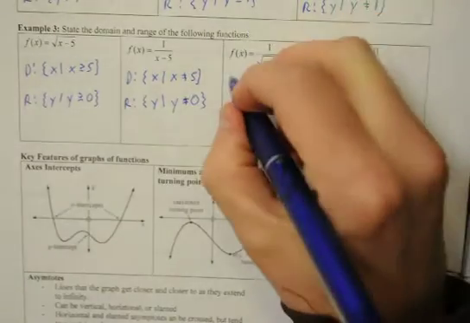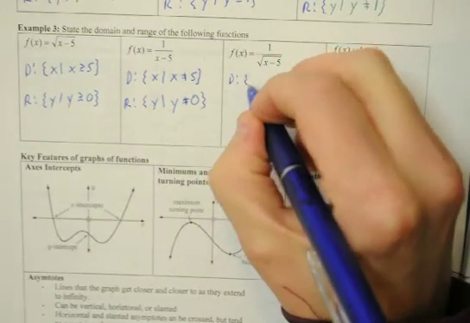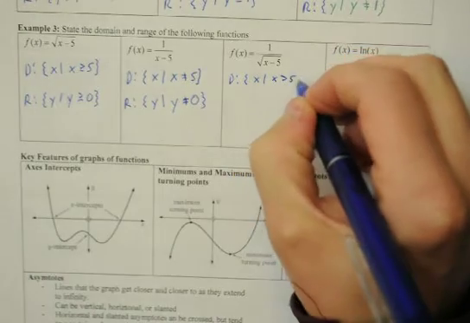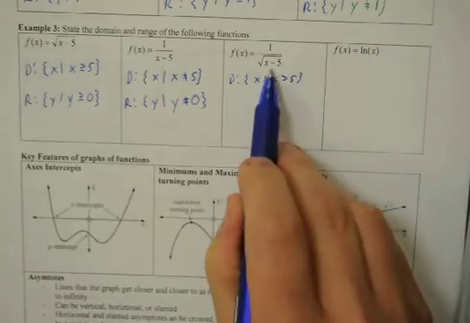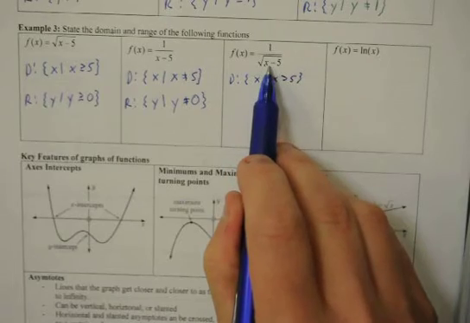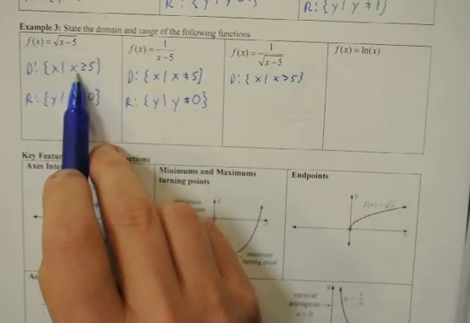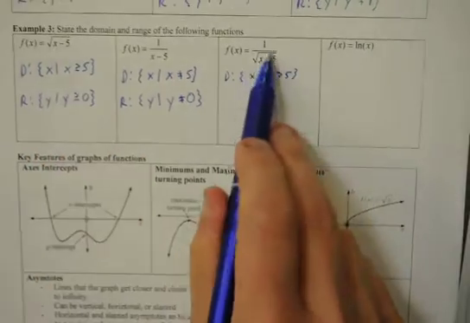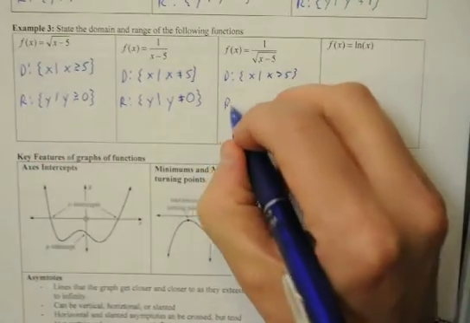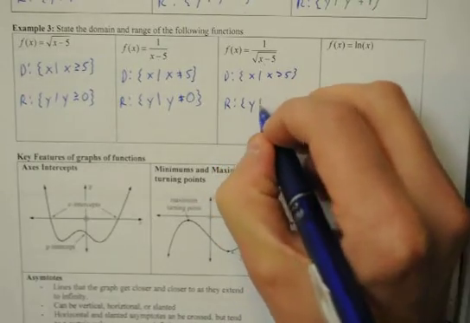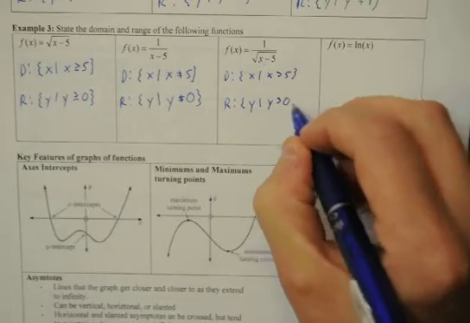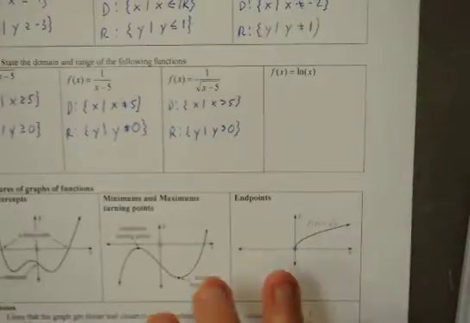This one's a little bit more challenging, but the domain is x such that x is greater than 5. You can't plug 5 in. 5's not allowed. 5 was allowed here, but 5's not allowed here. Why? Because if I plug in 5, I get 0. I can't have 1 over 0. And the range was y such that y was greater than 0. We'll never reach 0.